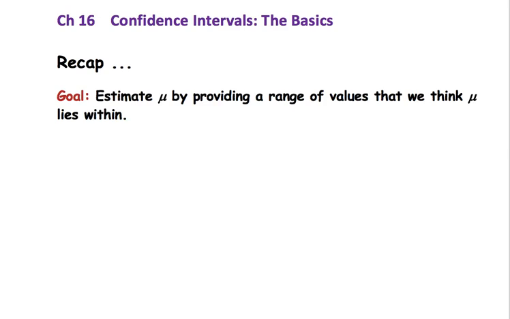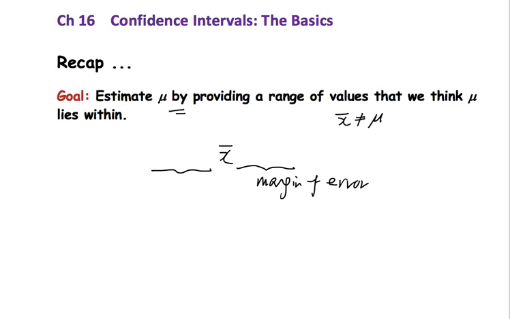Let's recap. What's our goal in Chapter 16? We want to estimate mu by providing a range of values that we think mu lies within. We start with our sample mean. We know that our sample mean is not going to be exactly equal to mu. It's not likely. So we give ourselves some flexibility, some leeway. And we call that flexibility the margin of error.